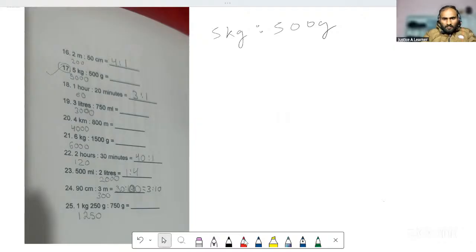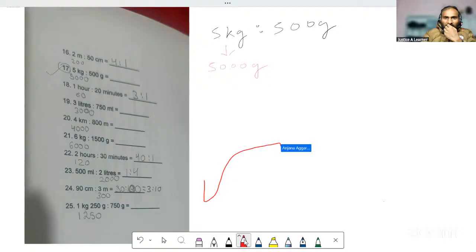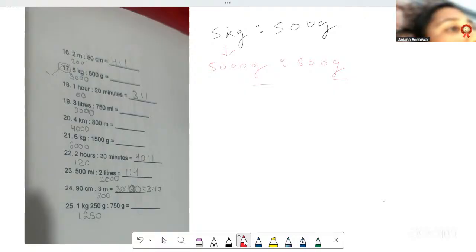Just see what is happening here. So this is 5 kg. I can write 5,000 gram. That is true. So now both of them are equal. This is 500 gram. So now we have the same unit, right? So now I can just simplify it. Or you can do this as well for better understanding, like this, right?